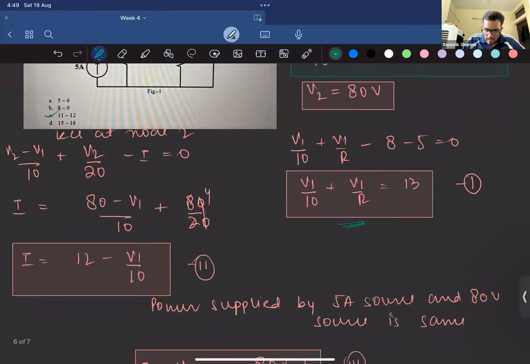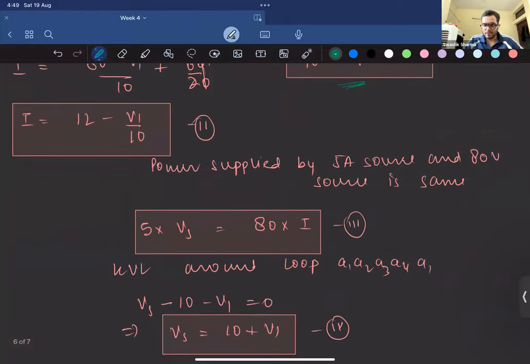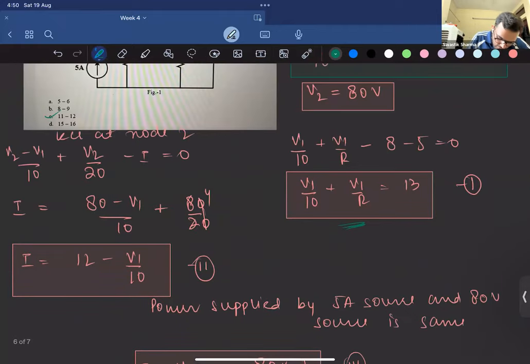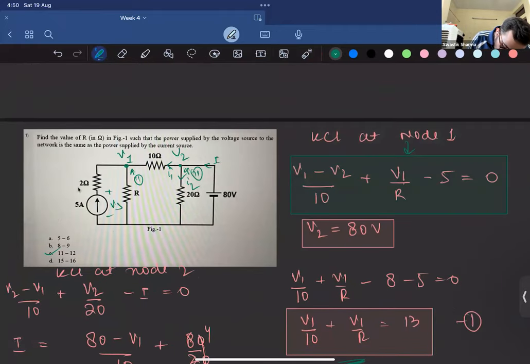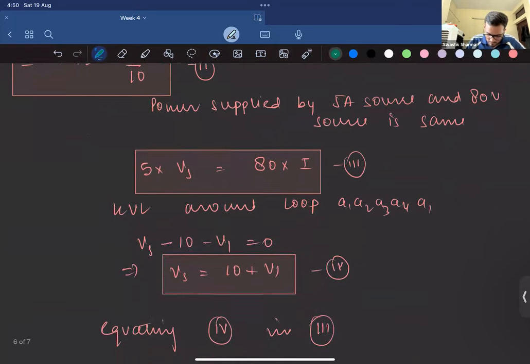Now, since the question stated that the power supplied by the voltage source and the current source is the same, we used that to our advantage and wrote this equation, equation number 3. Since we were required to find this voltage, and we knew this voltage is 10 volts and this voltage is V1, we wrote KVL across these nodes A1, A2, A3, A4, and A. So we came up with this equation: Vs equals 10 plus V1.